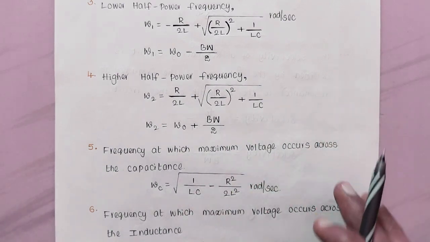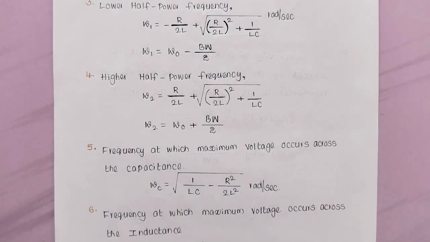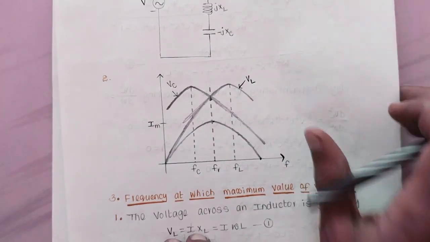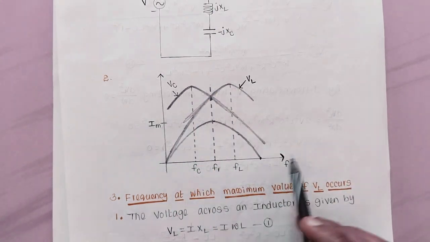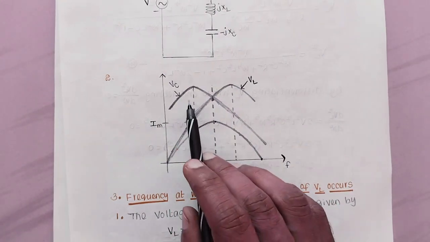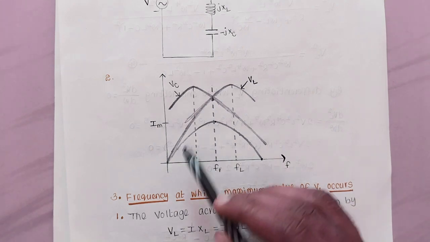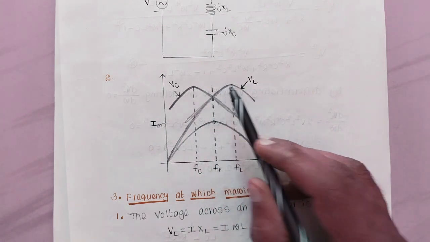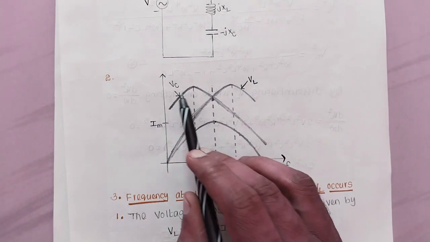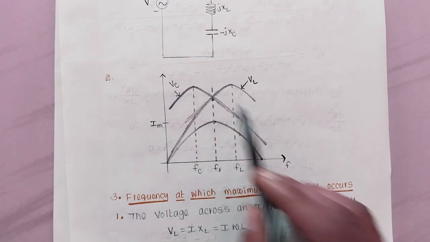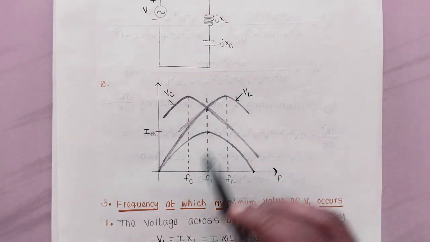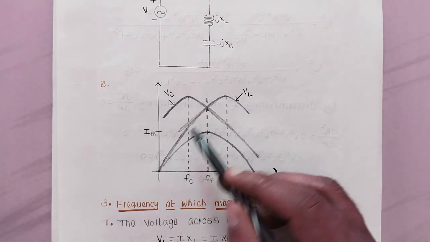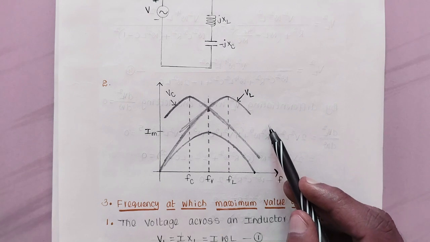Similarly, two more important frequencies. Here if you see this diagram, voltages against frequency, we have voltage curves against frequency. This is VL, the voltage across the inductor against frequency. VC is the voltage curve across the capacitor against frequency. If you observe the voltage across the inductor curve against frequency, it increases to a maximum value and then decreases.